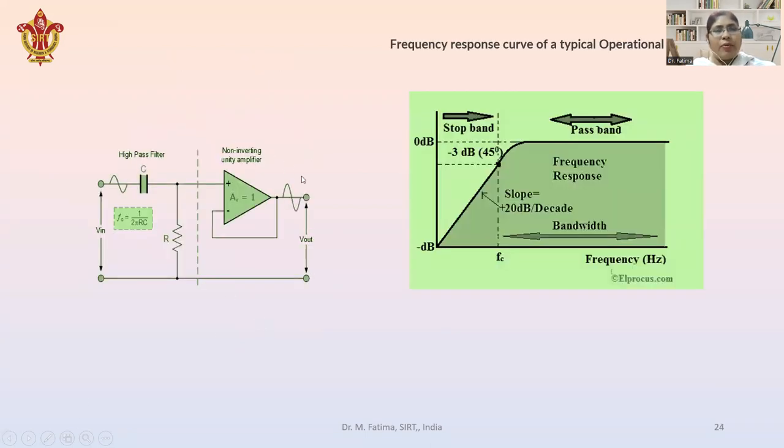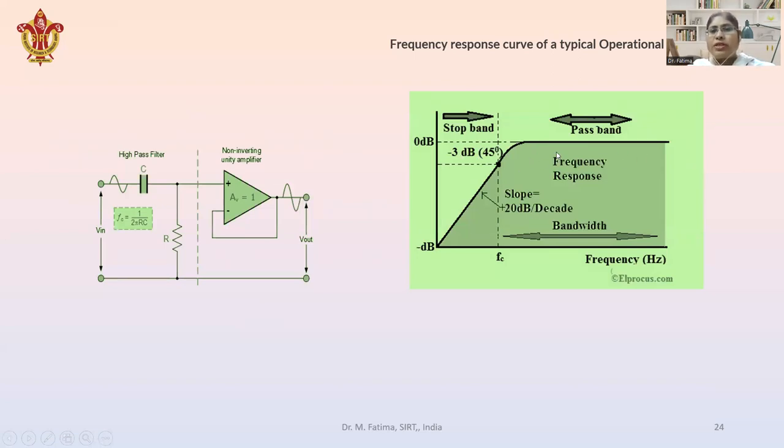Now this is the circuit diagram of the high pass filter, and this is showing the frequency response of the high pass filter. You can see here, the frequencies from 0 hertz to the cutoff frequency, that is, frequencies lower than the cutoff frequency, are attenuated. So this is representing the stop band. And the frequencies more than the cutoff frequency are having higher gain. So these frequencies are passed.